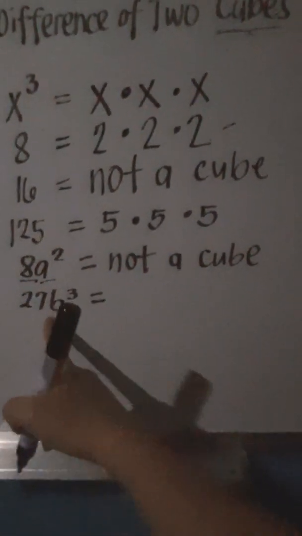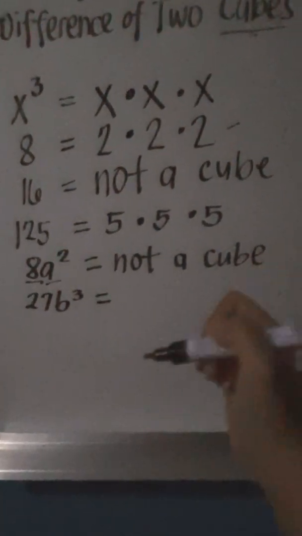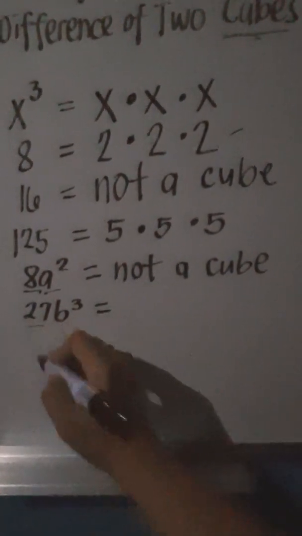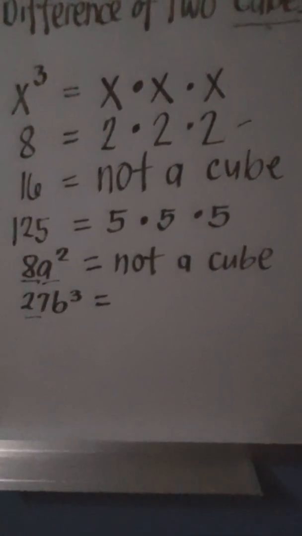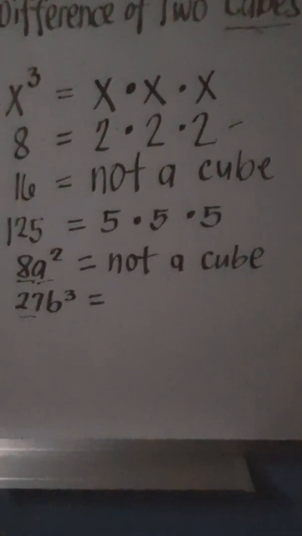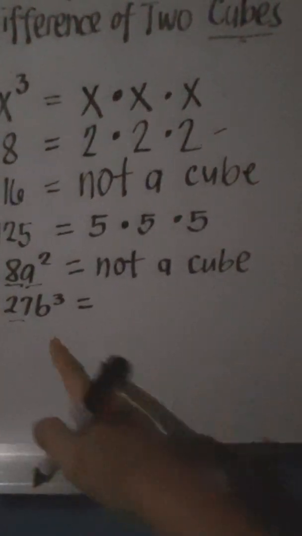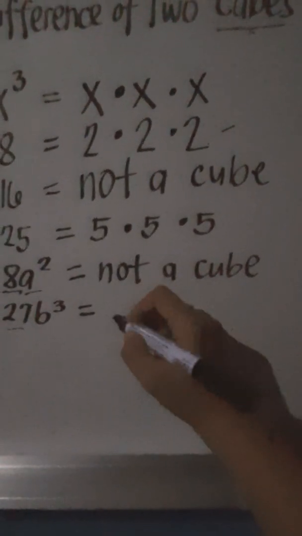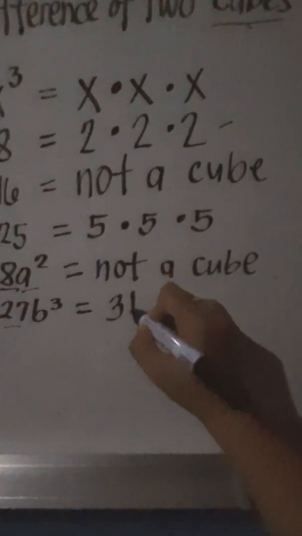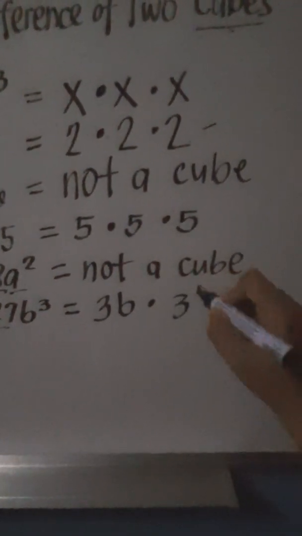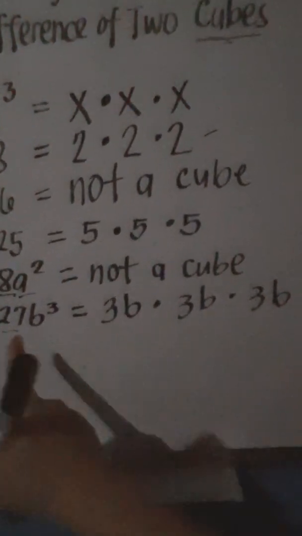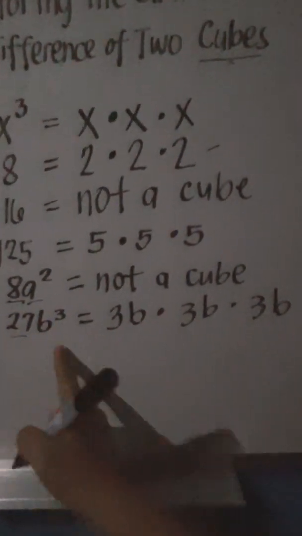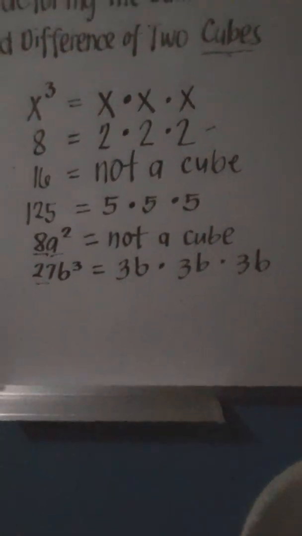Next, 27b cube. Let's look at the number 27 first. Is 27 a cube? The answer is yes, because 3 times 3 times 3, you get 27. And b cube is obviously a cube. So, 3b times 3b times 3b, you will get 27b cube. So, 27b cube is also a cube.